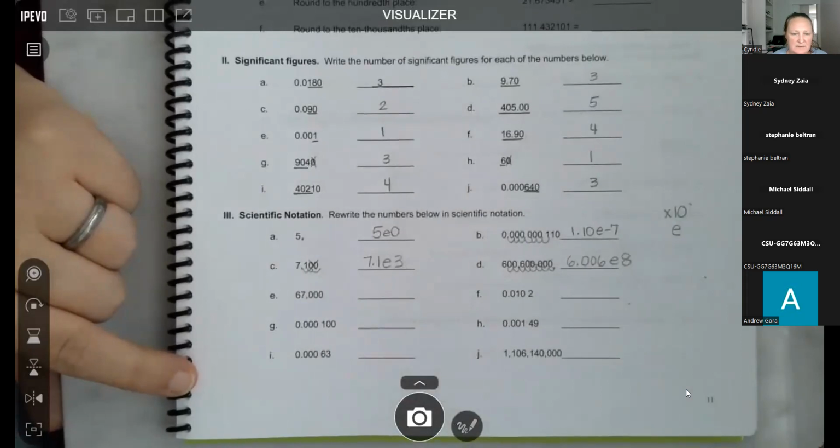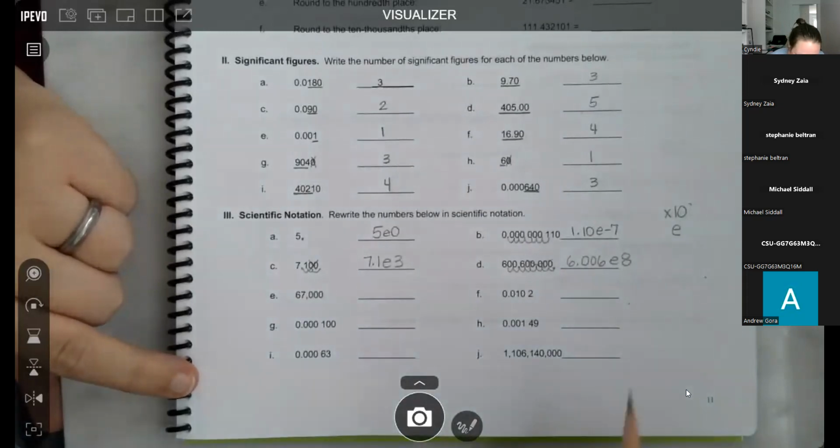Is that making sense for you guys? Would you like to go over any of the other ones that you think might be confusing, or should we move on to the next section? Can you do J? Absolutely.